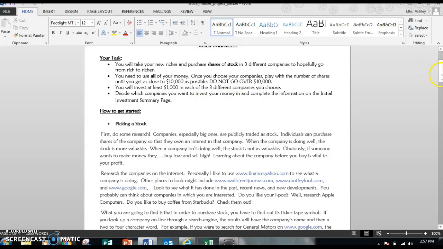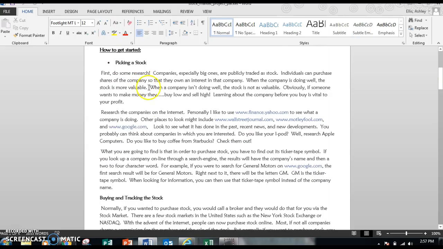So to get started, the first thing you need to do is to pick a stock. Pick any stock that you want to. You can choose a large company or you can choose a small company. You want to be able to research these companies on the internet. You can use these different links that I have provided right here to you. Yahoo.com, you can go to Wall Street Journal, MotleyFool.com, you can even go to Google.com.